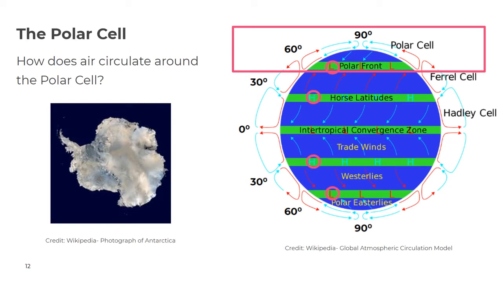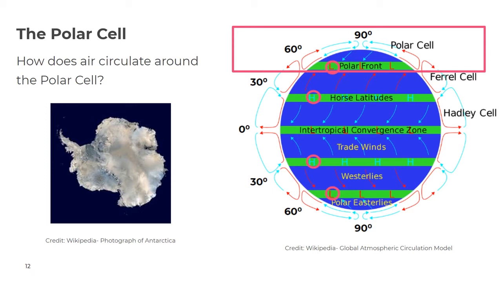So air from 60 degrees north and south of the equator will move towards the poles, and as it does this, it cools. That means it becomes denser and sinks back towards the Earth's surface at 90 degrees north and 90 degrees south of the equator, and this creates high pressure. That means very little rainfall occurs in those areas. Air, once it has sunk back towards the Earth's surface, starts to move back towards the equator via surface winds.